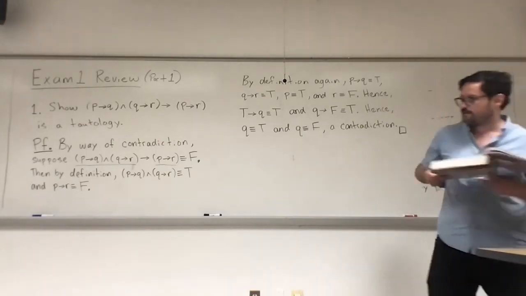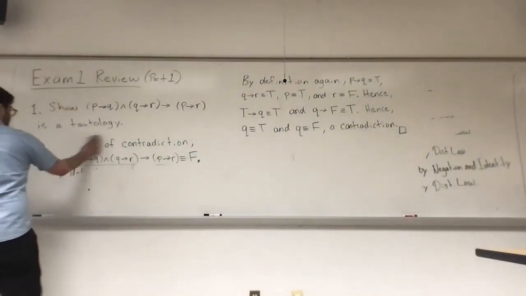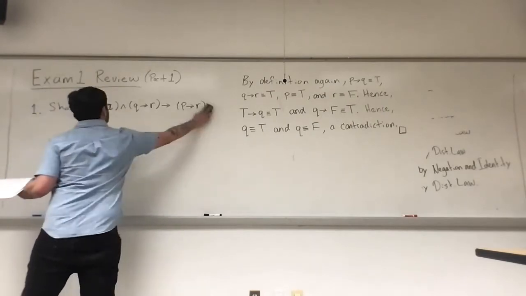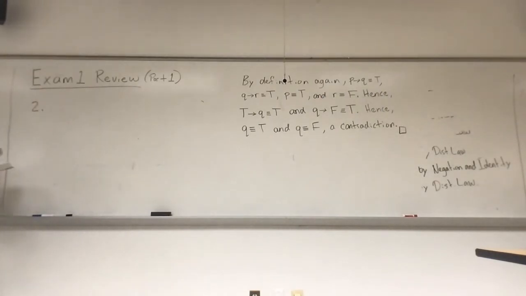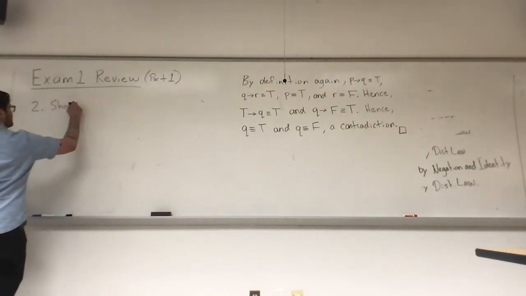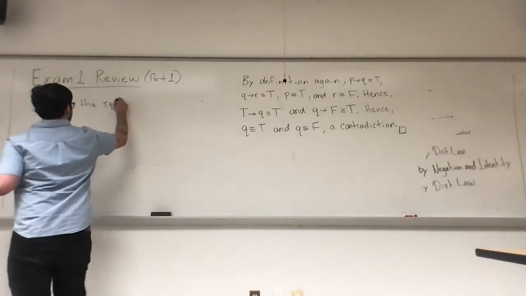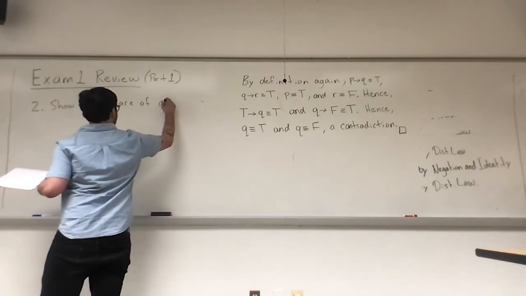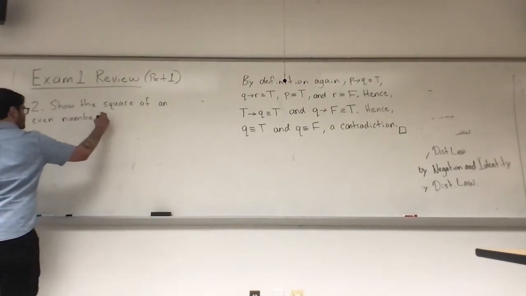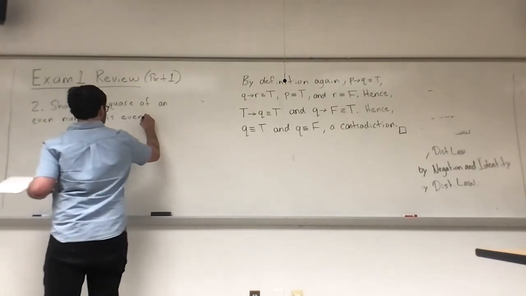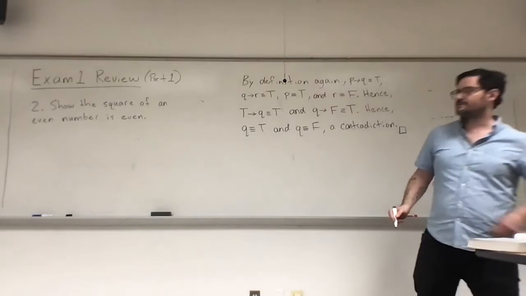Okay, so let's go ahead and do one. Yeah, this will be something like this, like show the square of an even number is even. That's another proof one. We can do this directly, right?